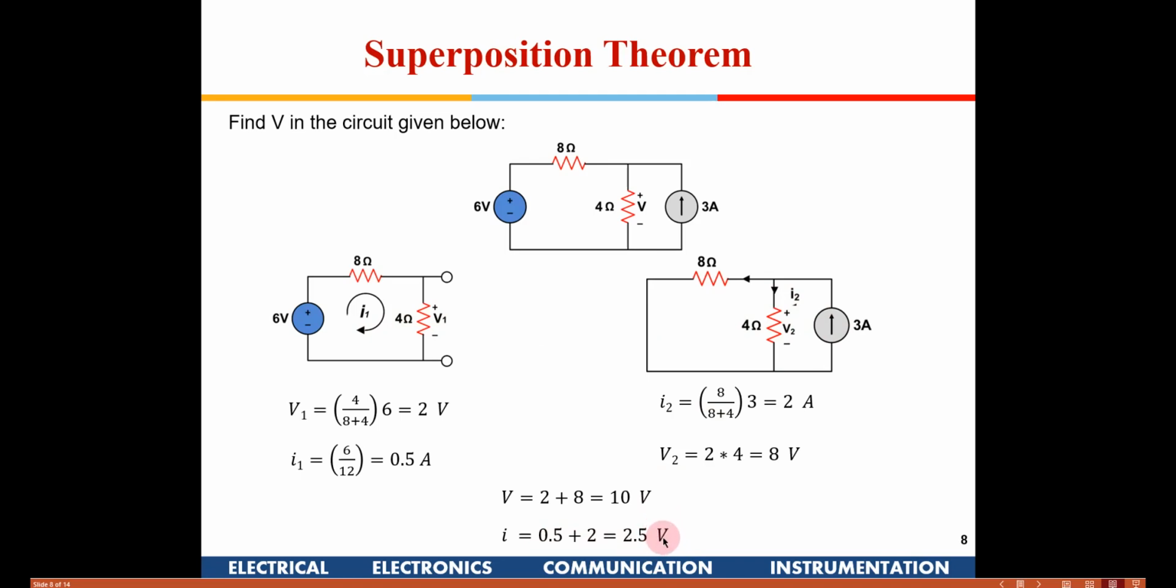Instead of volt, it is erroneously written; it should be 2.5 ampere. So it's a very simple technique, and many a time, at least I find, application of the superposition theorem is much easier than many of the other theorems. Is it clear to all of you?